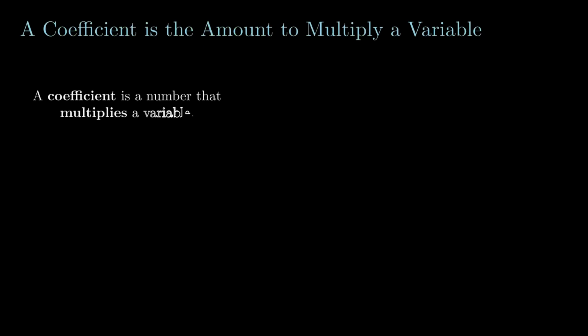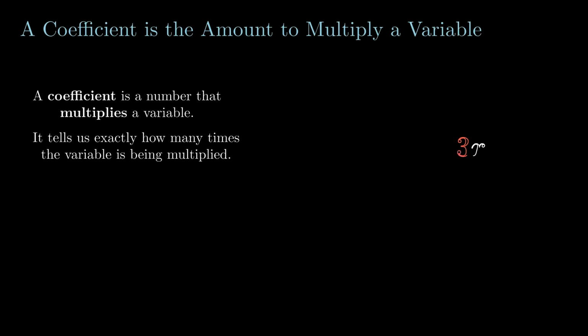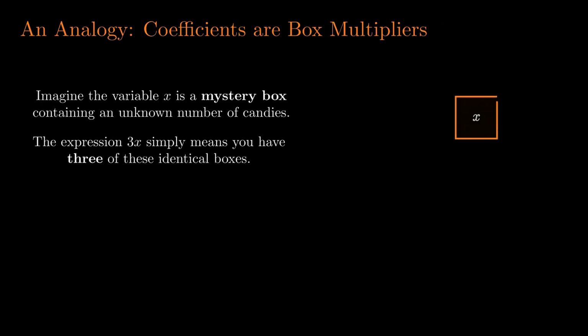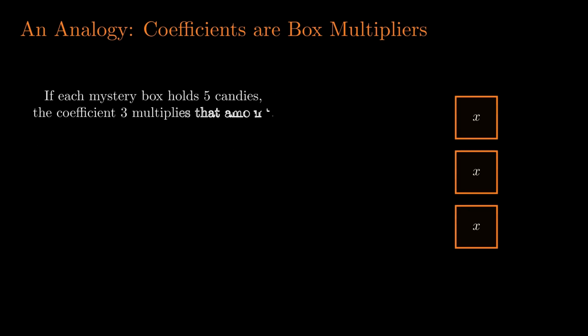A coefficient is a number that multiplies a variable. In the algebraic expression 3x, the number 3 is the coefficient of x. Think of the variable x as a single mystery box containing candies. If you have 3x, it simply means you have 3 identical mystery boxes. The coefficient tells you the count of the boxes. If each mystery box holds 5 candies, 3 times 5 gives you 15 candies in total. The coefficient multiplied the value inside.